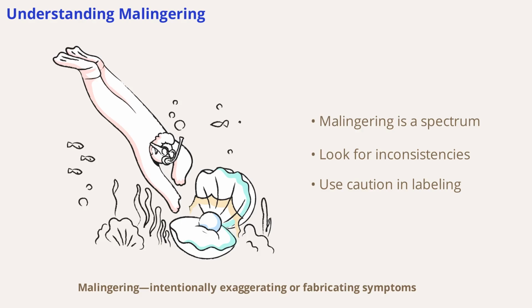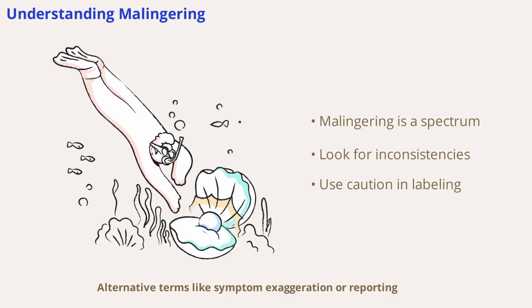Malingering, intentionally exaggerating or fabricating symptoms for personal gain, exists on a spectrum. Examiners must be alert for signs like vague or inconsistent symptoms, overdramatization, or implausible stories. However, labeling someone as malingering requires strong evidence and should be done cautiously.